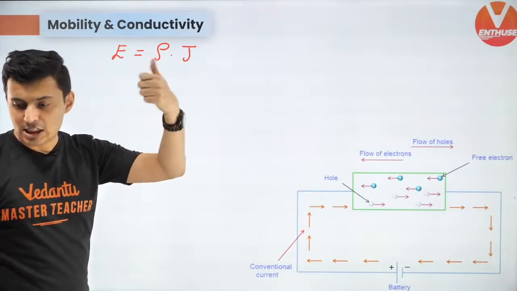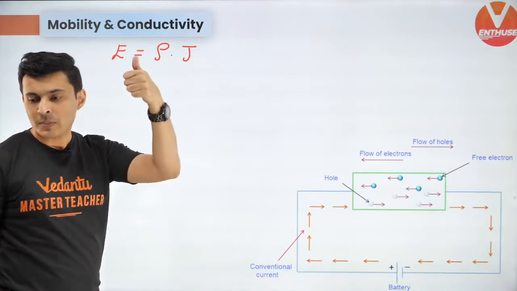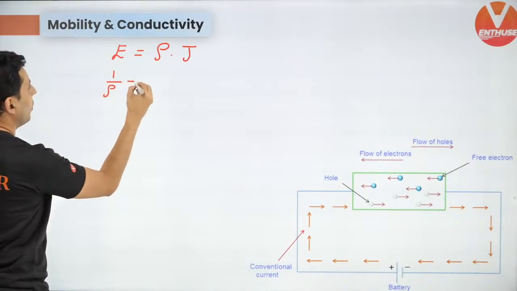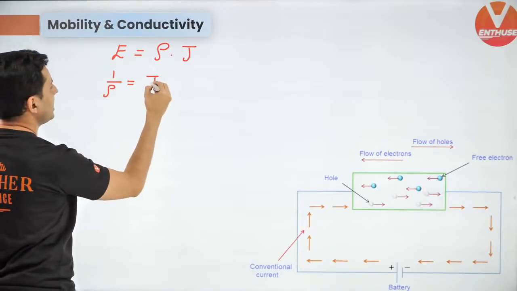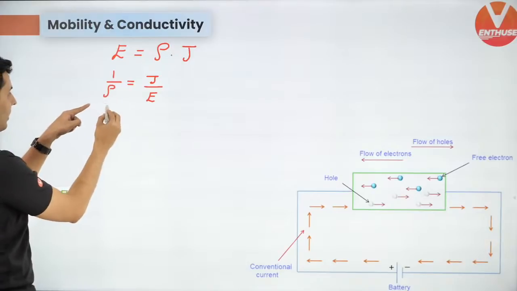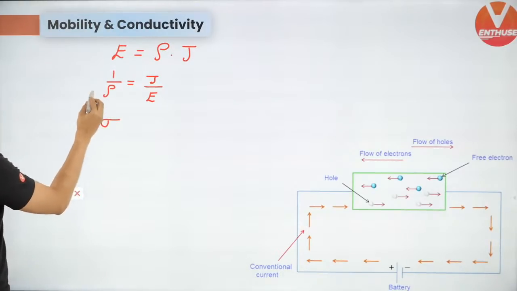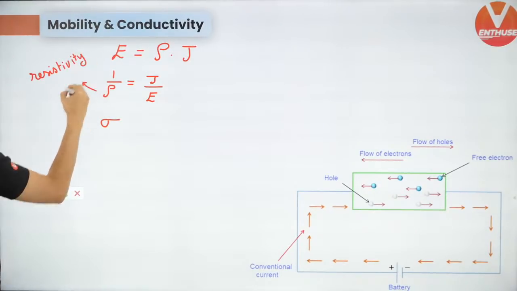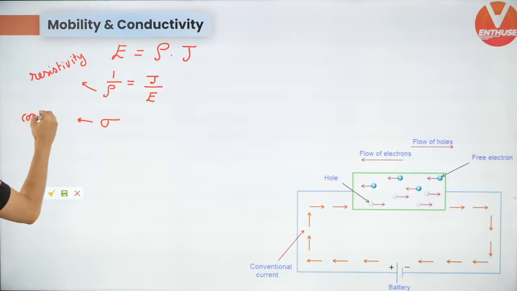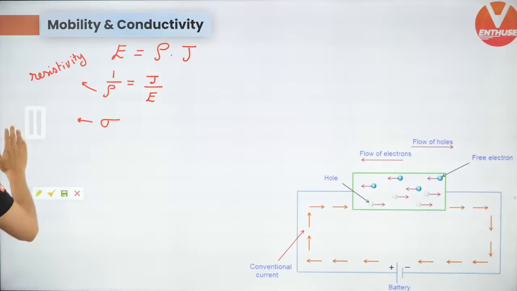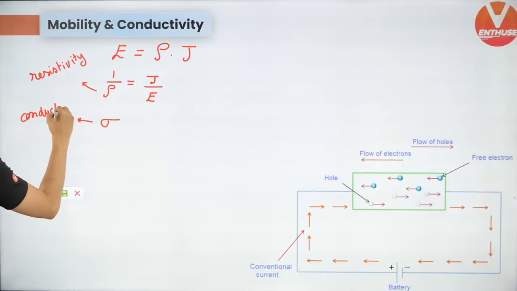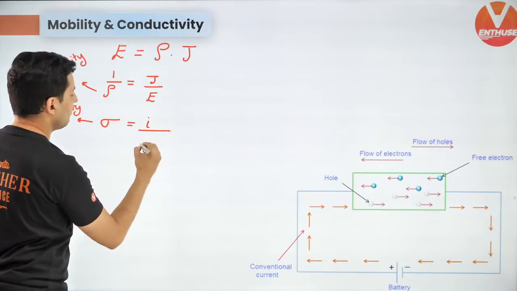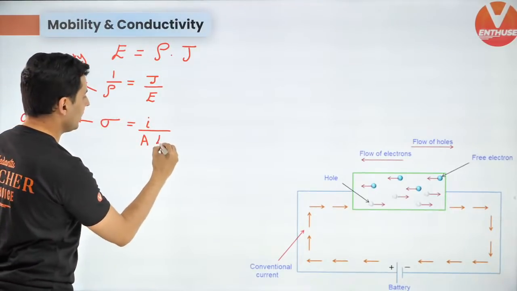Now, let's rephrase this particular equation and see what exactly happens. I'm going to write it as 1 by rho. Rho comes below, it will become J by E. Now, 1 by rho is called conductivity. So if this rho is resistivity, then this sigma is called conductivity. Now this J is current divided by area, current per unit area, into electric field.